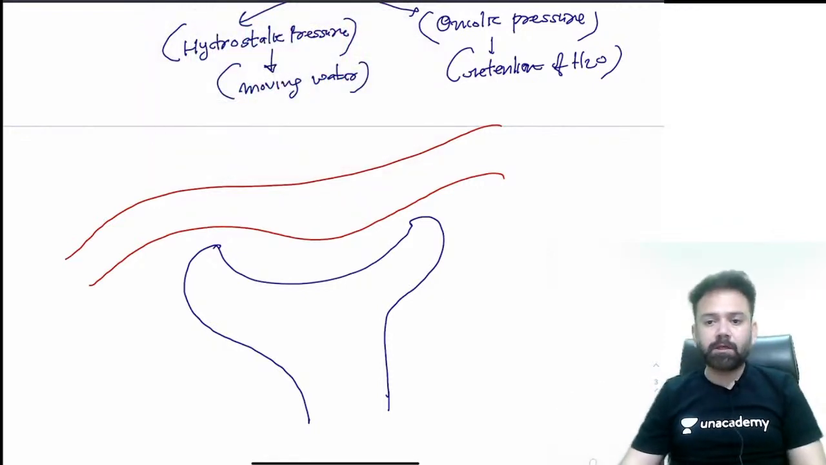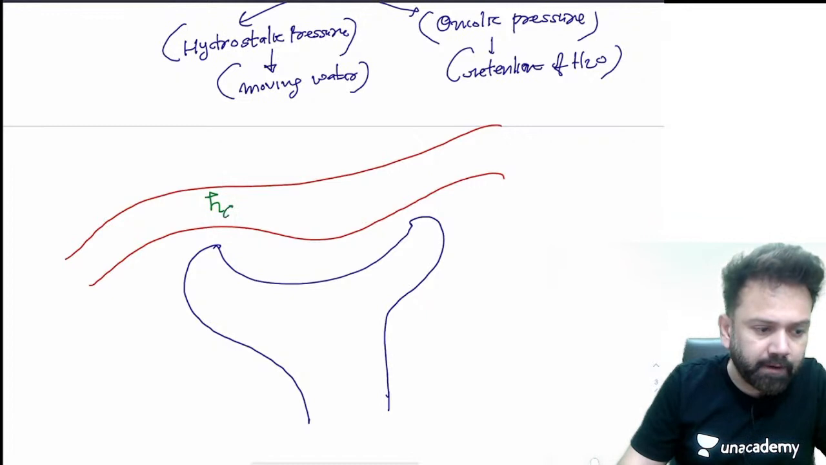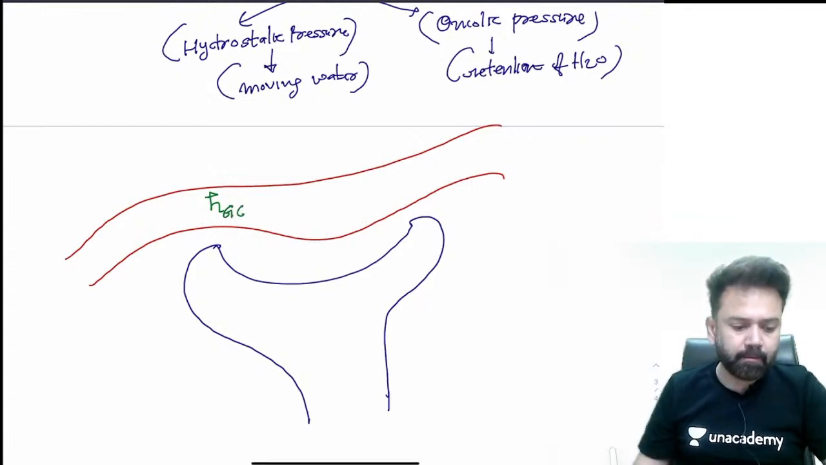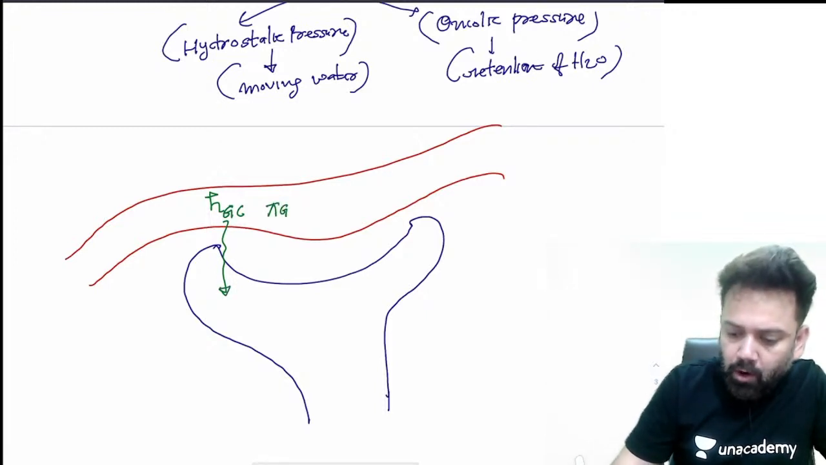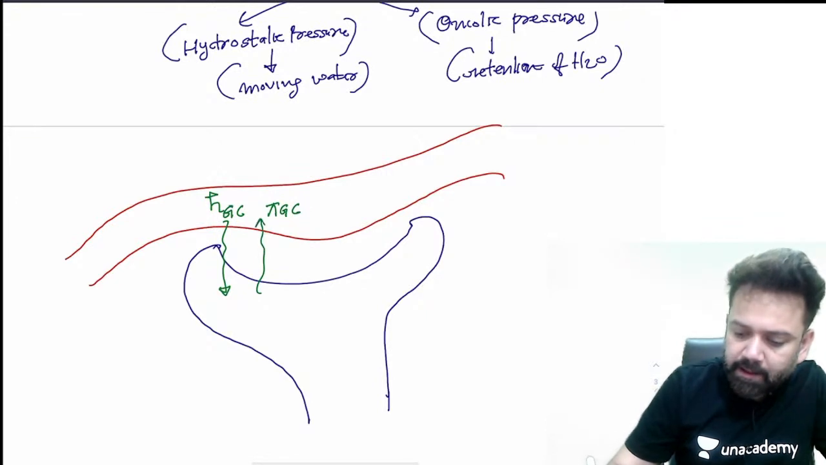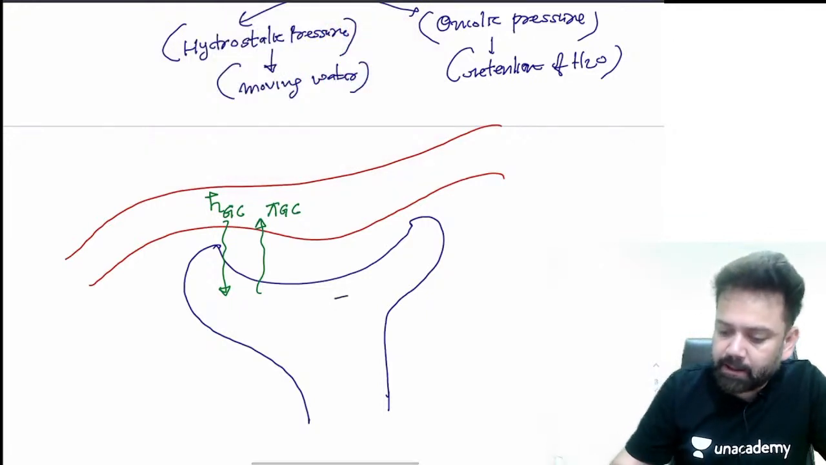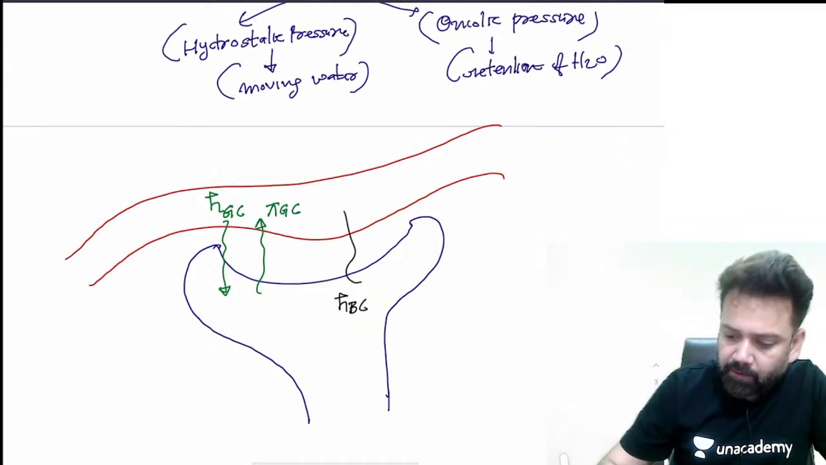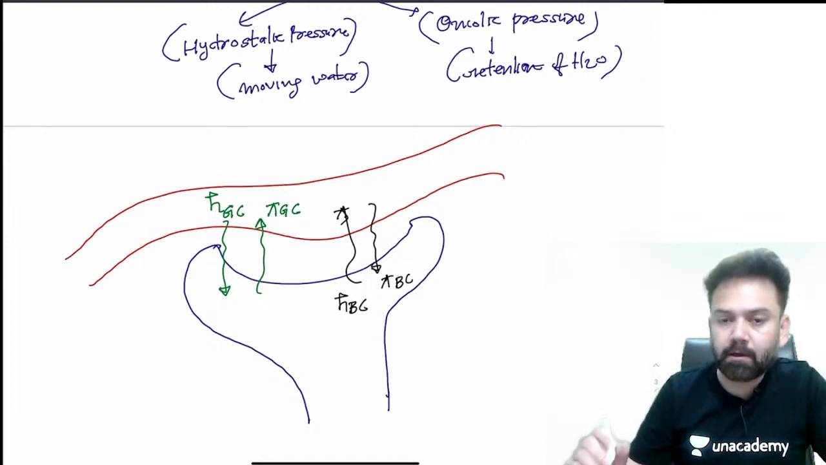If you see over here, the hydrostatic pressure of the glomerular capillary will move the water. The oncotic pressure of the glomerular capillary will retain the water, as simple as that. Similarly, the hydrostatic pressure of Bowman's capsule will move the water, and the oncotic pressure of Bowman's capsule will retain the water. Okay, so let me discuss the values.